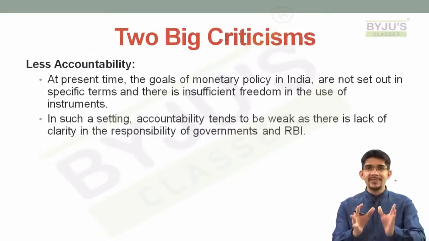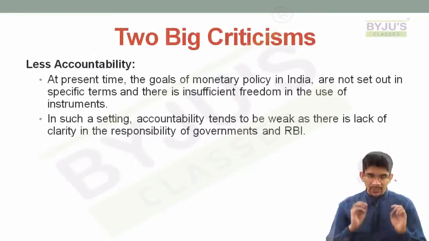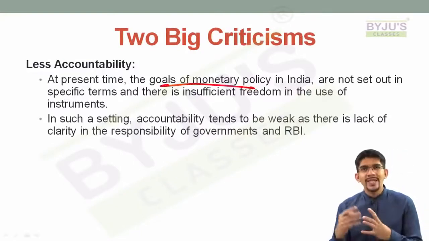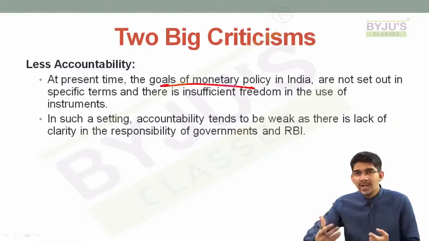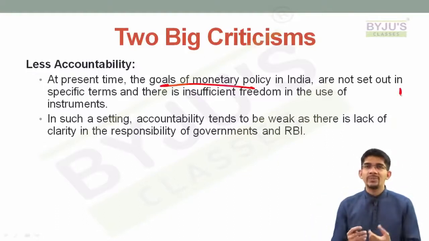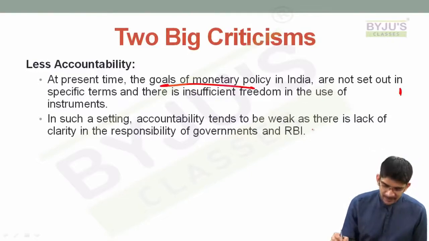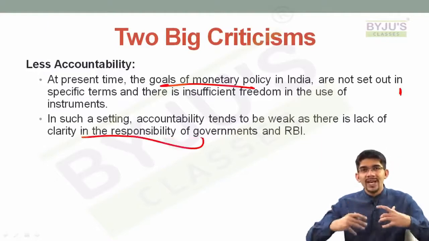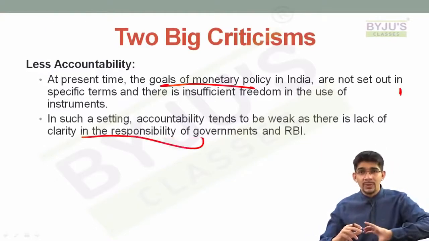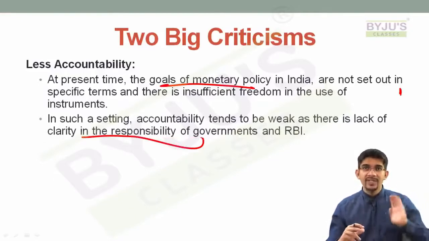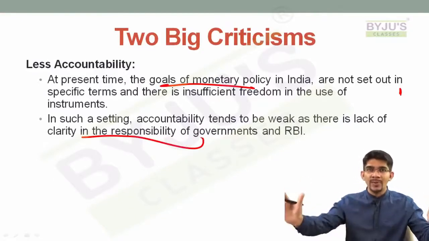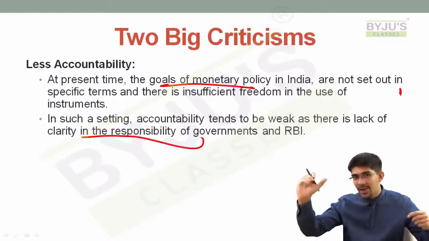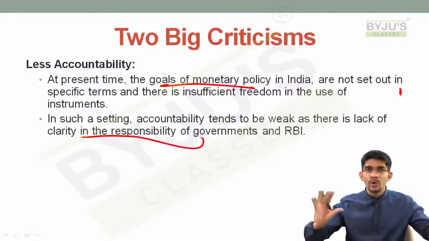The 2 biggest criticisms of RBI, which have been there for quite some time, are the following. Now, what does accountability mean? The goals of monetary policy are not clear. So when you don't achieve something, how do you know whether you achieved it or not unless the goals are clear? So that is one reason why accountability is considered to be less. Second is a lack of clarity of responsibility of government and RBI. So what is the RBI supposed to do? RBI is supposed to follow the government's developmental agenda, which would mean reducing unemployment, or RBI is supposed to follow price stability, which would actually mean increasing unemployment in the short run sometimes, because when you try to reduce inflation, unemployment can go up. So these are contrasting motives.